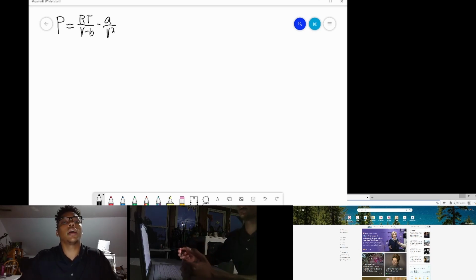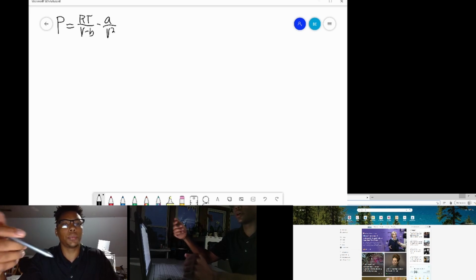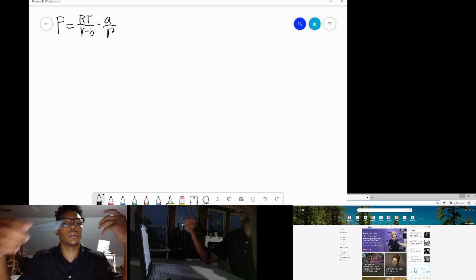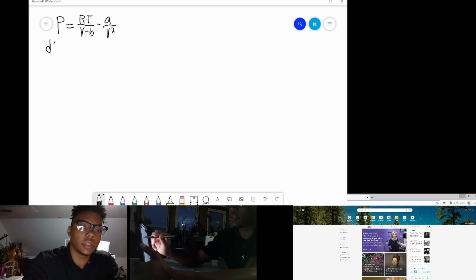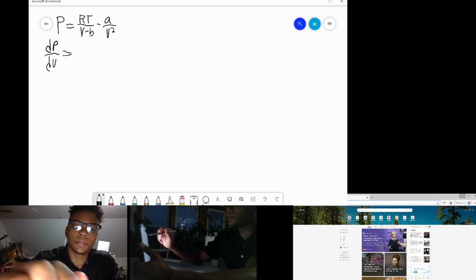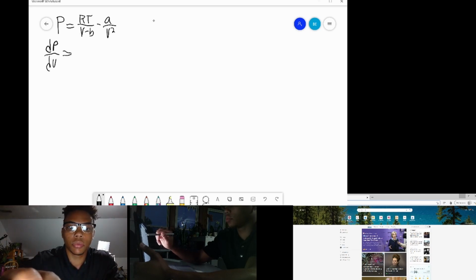So what we're going to do now is find the differential of this pressure so that we can figure out our constants. We all know that constants turn 0 after so many differentiations. So now we're going to find dP over dV. So that's going to equal, we have V minus B, so V to the negative 1 is going to be negative 1 over V squared.